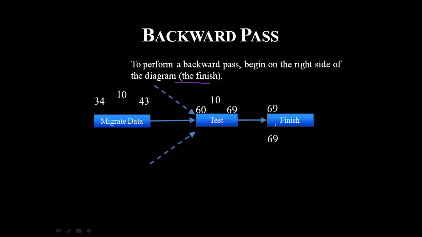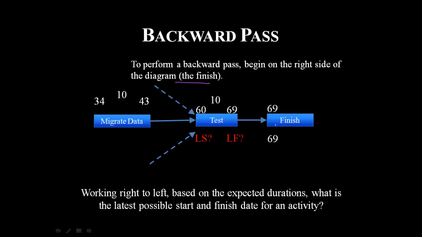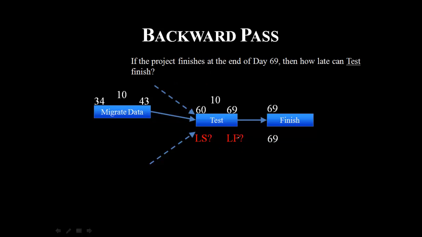So it is 69 here. Working right to left based on the expected duration, what is the latest possible start and finish date for an activity? From finish, it was coming 69. So let's first calculate the late start and late finish. This 69 would go here. If the project finishes at the end of day 69, then how late can a test finish? If it's finishing on 69, how late can it finish? It can finish on 69 only.